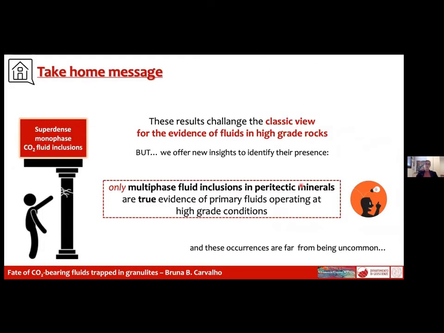So the take-home message is that these results challenge the classic view for the evidence of fluids in high-grade rocks, but we offer new insights to identify their presence. Only multiphase fluid inclusions in peritectic minerals are the true evidence of primary fluids operating at high-grade conditions. And these occurrences are far from being uncommon.